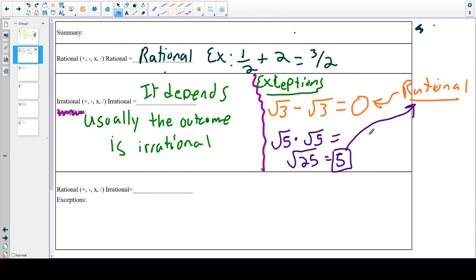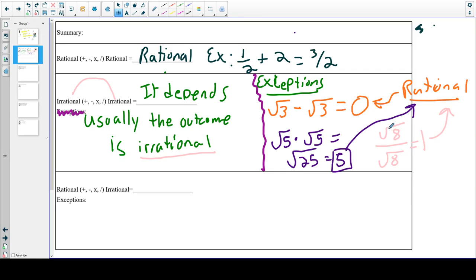One more example. What if I said the square root of 8 divided by the square root of 8? Well, anything divided by itself is 1. So this is also rational. So normally when we use operations between irrational and irrational numbers, it usually is an irrational number.